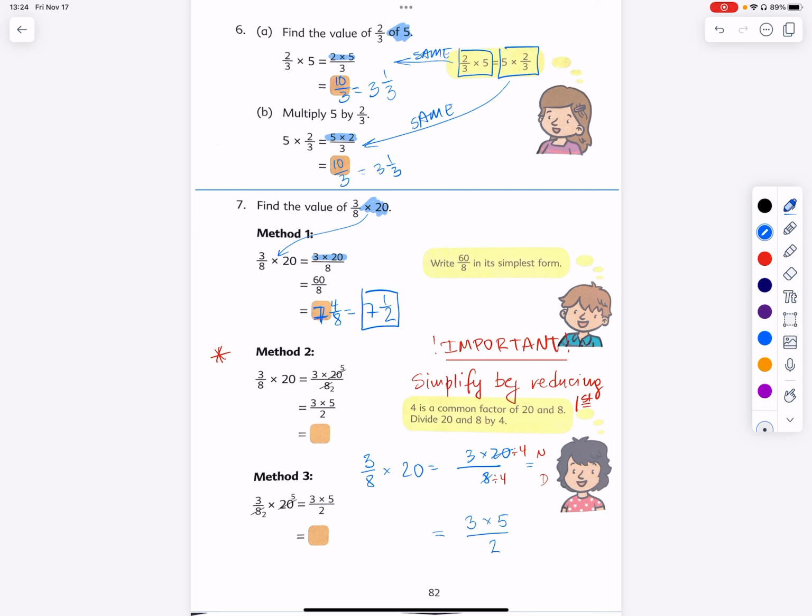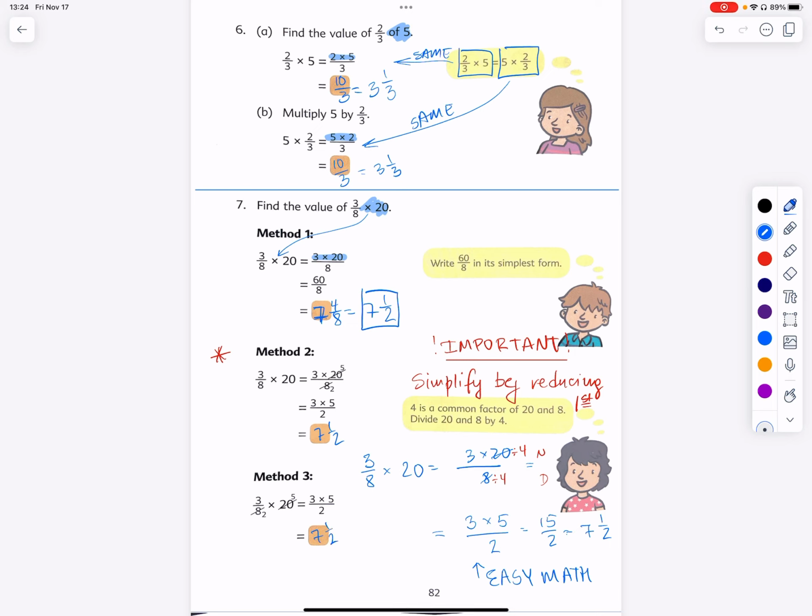And our math is much easier. Easy math because of that. We now have 15 divided by 2, which is of course the same answer as 7 and a half. So it's the same 7 and a half in both of these methods because they result in the same answer.